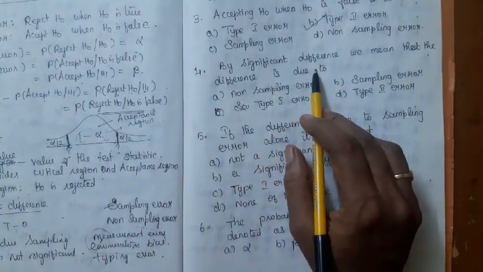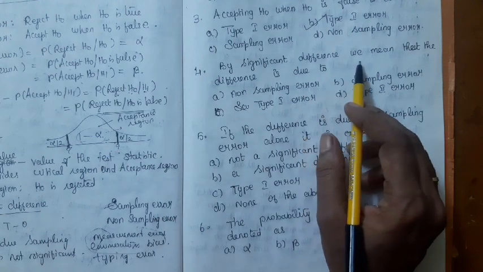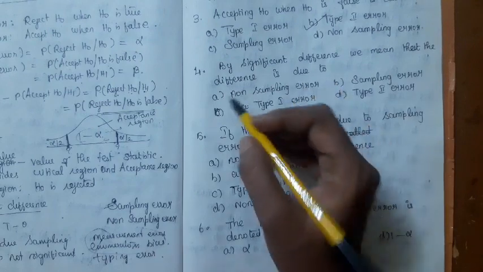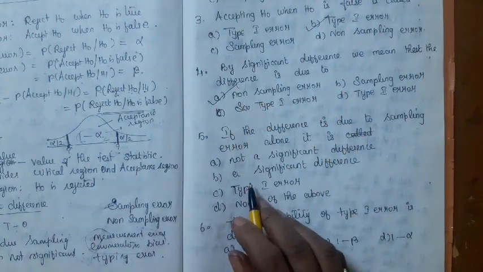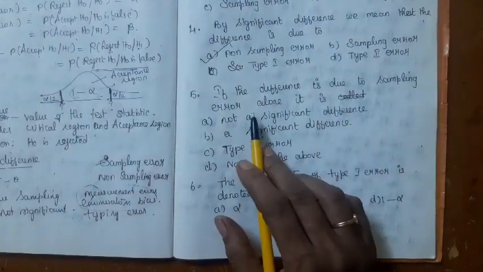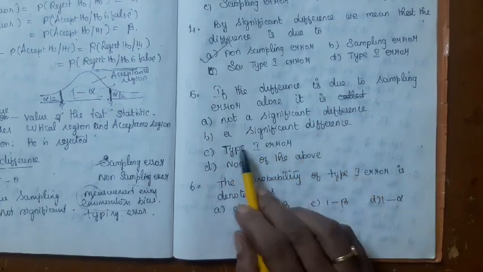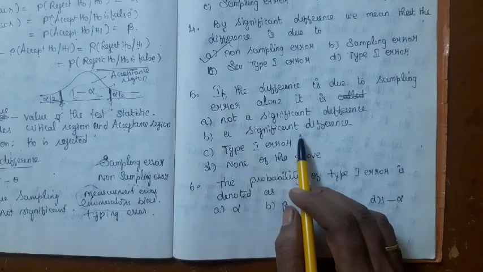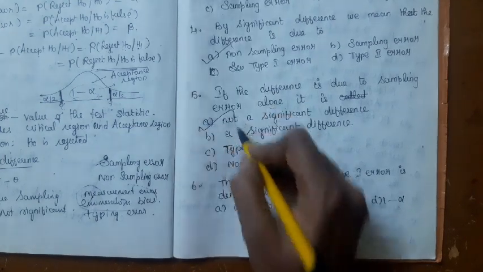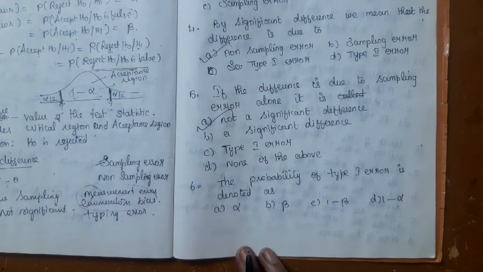By significant difference, we mean that the difference is due to non-sampling error. If the difference is due to sampling error alone, it is not a significant difference. Your test statistic and its distribution will take care of this error. That is the idea.